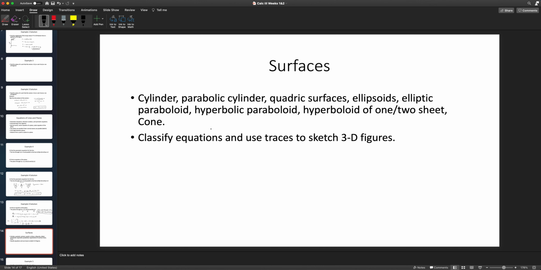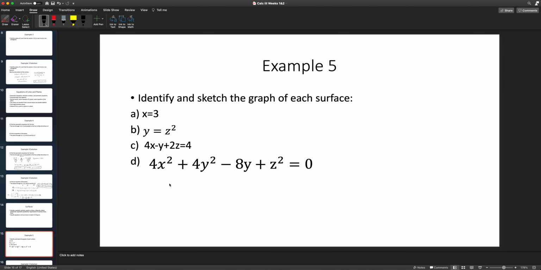Surfaces. So there are a whole bunch of surfaces here that we can go through. A lot of these are in your textbook, a lot of pretty diagrams. I'm not going to copy and paste all the diagrams here, but I'm just going to give you a general idea of graphing in 3D space. So identify and sketch a graph of each surface. x equals 3, y equals z squared, etc.